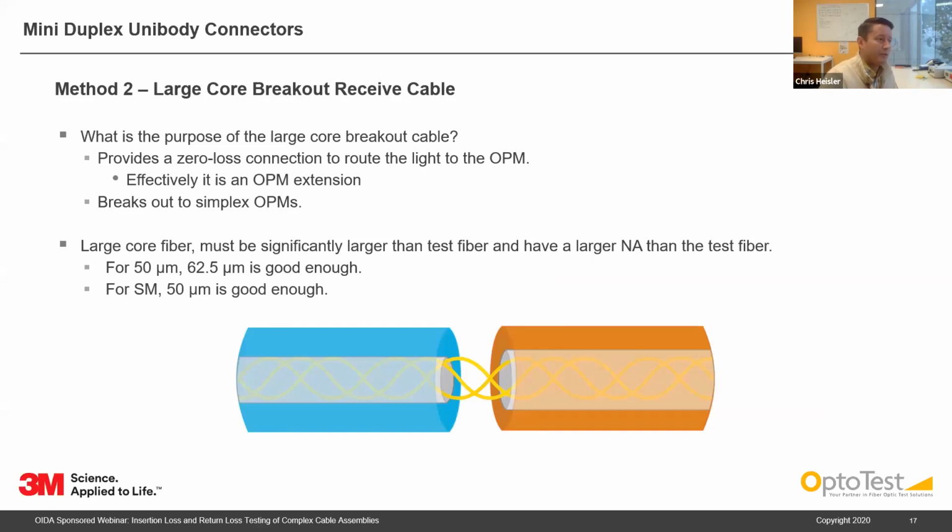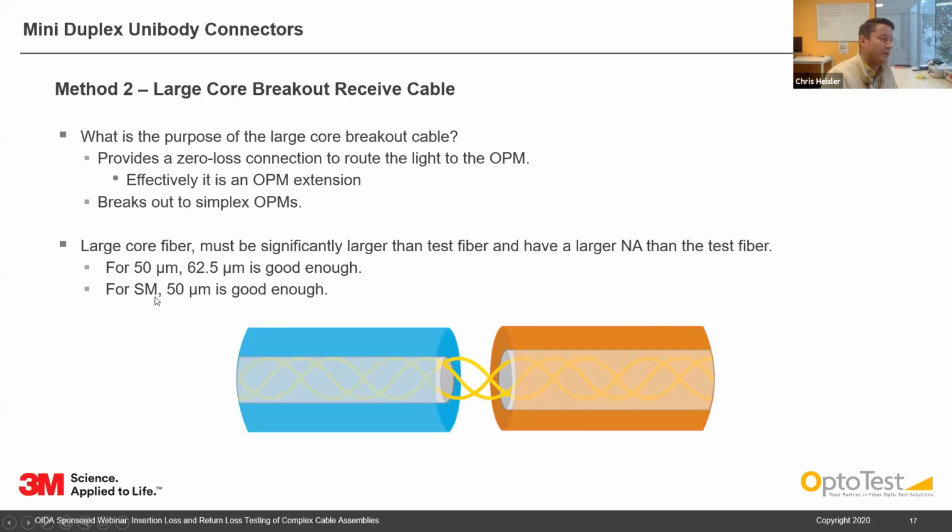So what's the purpose of this large core breakout cable? Basically, it provides a 0 loss connection to route the light to the OPM. Effectively, it's an extension of the optical power meter. So this breaks out the simplex OPMs as well so that you can discern polarity. The large core fiber must be significantly larger than the test fiber and have a larger NA than the test fiber. So if you're testing 50 micron DUTs, using a 62.5 micron large core receive cable is good enough.